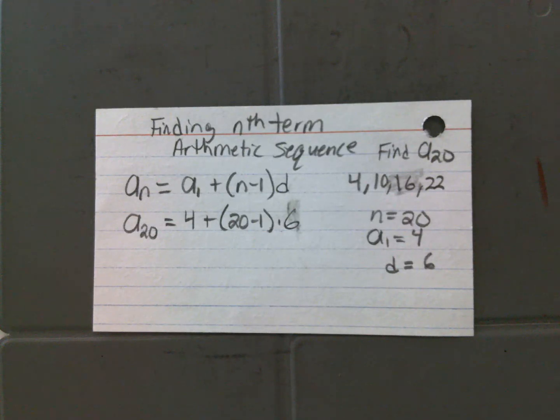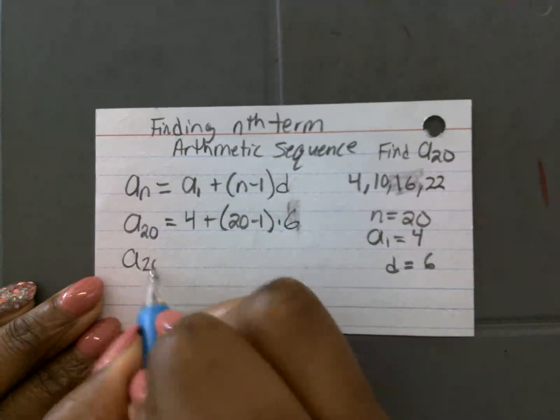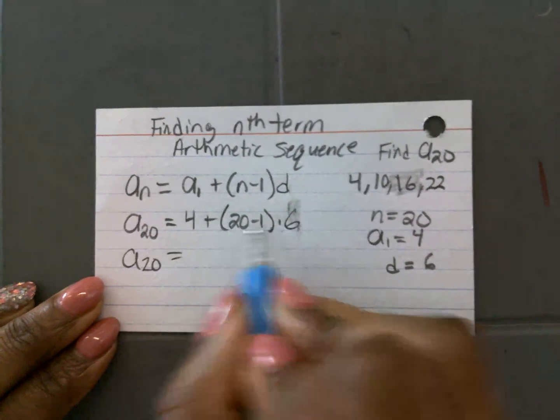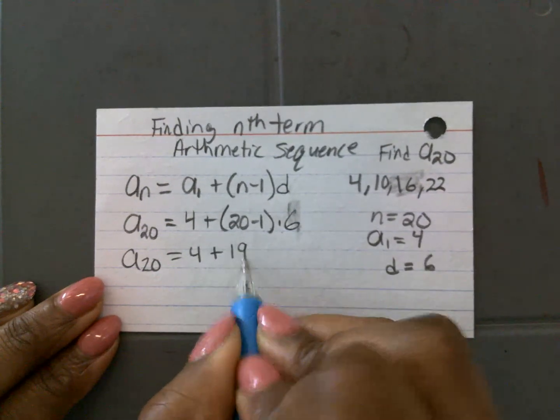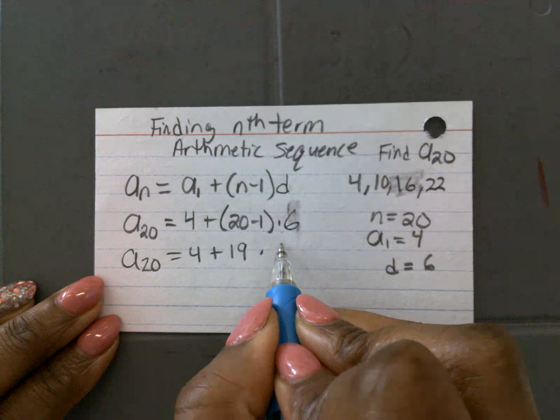I was going to ask where you got 20 from, but now I'm seeing that it said find a sub 20. Okay, let's do this. So this is 19. So we got 4 plus 19 times 6.